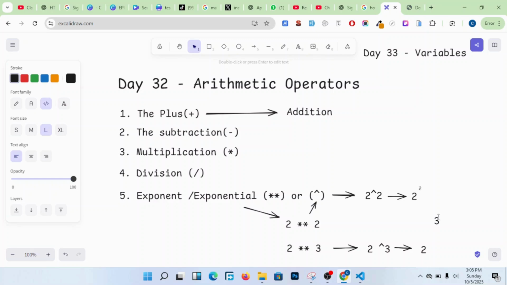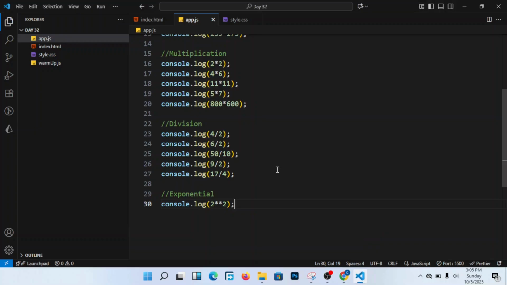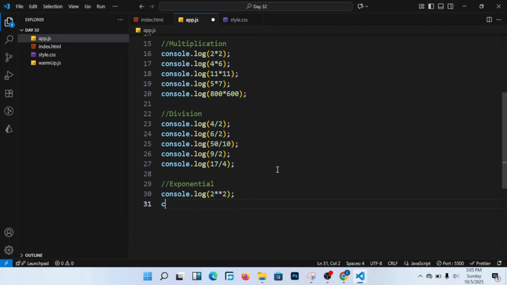So members, you can also do the same. You can even say 2 power 7, 2 power 8, 2 power 10. There is no problem with that. Just understand that after putting these 2 stars, it becomes power.